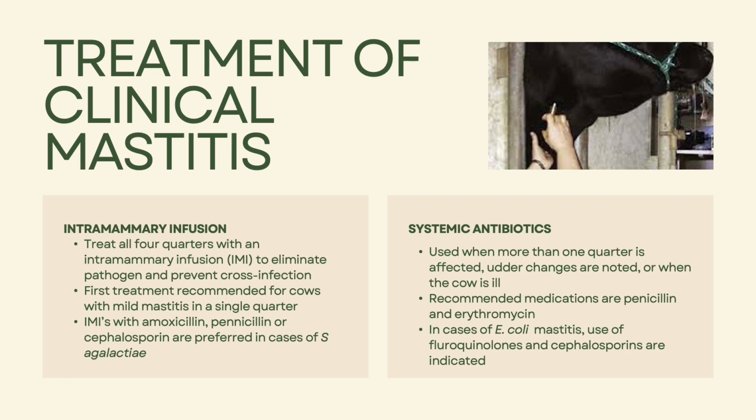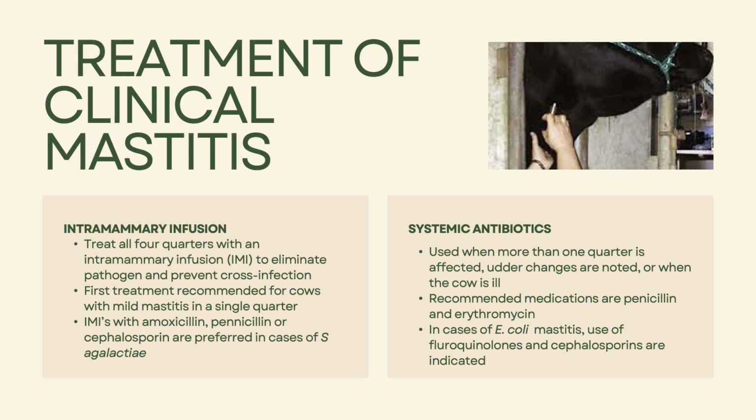Let's discuss how clinical mastitis is treated. I'm going to be going through two different options here. The first has in common with a subclinical mastitis infection, and that would be an intramammary infusion. So all four quarters, again, are going to be treated with the intramammary infusion to eliminate pathogens and prevent cross-infection. This is the first treatment avenue recommended for cows with mild mastitis in a single quarter. Again, intramammary infusions with amoxicillin, penicillin, or cephalosporin are preferred in cases of S.